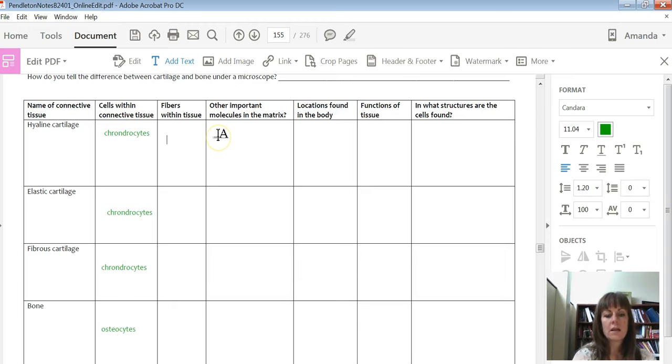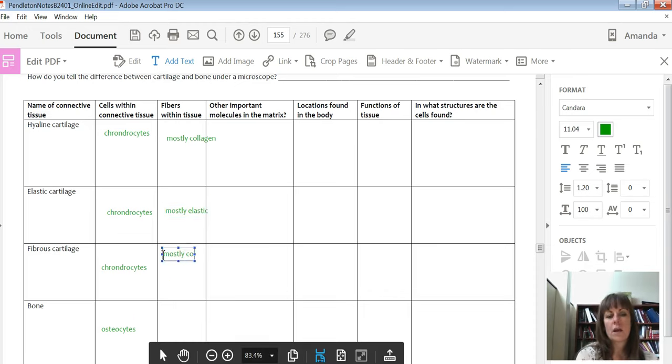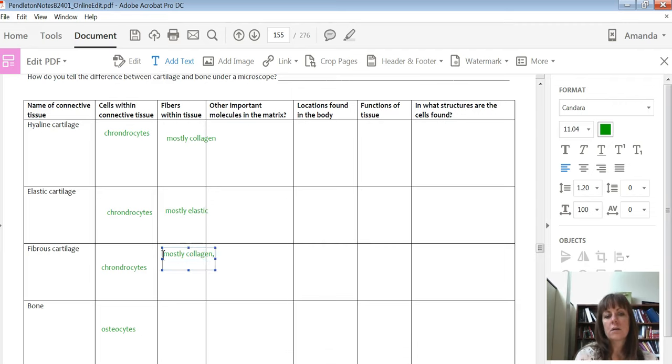Within hyaline cartilage, we're going to have mostly collagen. With elastic cartilage, we're going to have mostly elastic fibers. And with fibrous cartilage, we're going to have, again, mostly collagen, but it's going to be arranged into thick bundles. That gives fibrous cartilage a lot of extra strength.